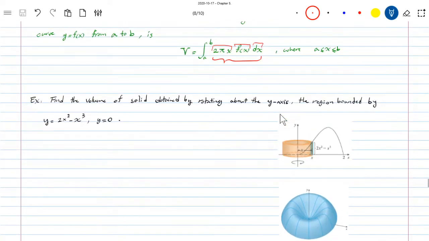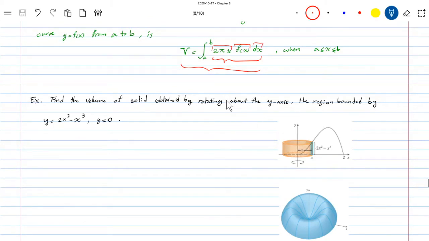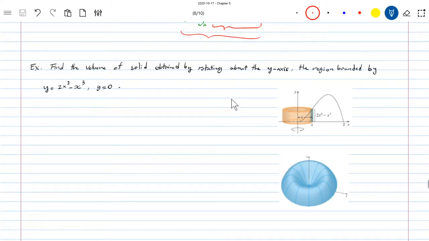I'm going to use this formula. We already discussed rotation about the x-axis in the last section. We did an example of rotation about the y-axis by interchanging x and y as well. There was an option. But let's focus on this idea of the cylindrical shape. Let's say given this function y equals 2x squared minus x cubed, and the area between this function and y equals 0, we want to rotate this about the y-axis. I picked this example because there are pictures and it's easier to notice.